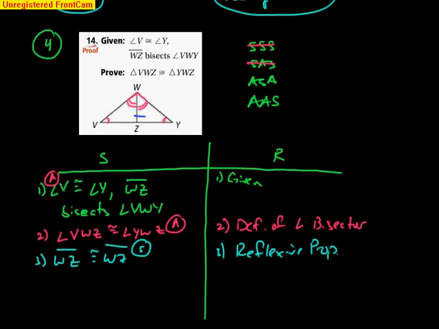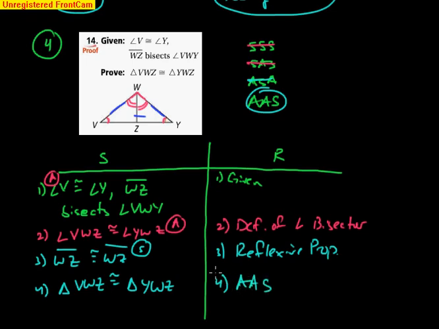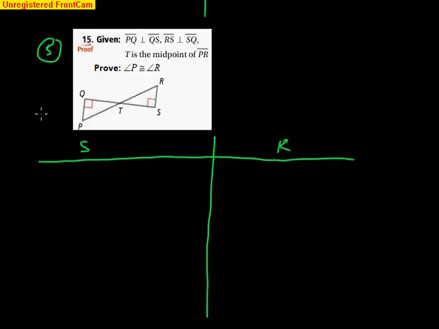So now the question is, how are the triangles congruent? Are they congruent by angle, side, angle, or angle, angle, side? This would have to be the side for it to be angle, side, angle, and it's not. It's the side here. So it's not angle, side, angle, it's angle, angle, side. So the two triangles are congruent. Triangle VWZ is congruent to triangle YWZ by angle, angle, side. Okay? One proof down, 2 more to go.